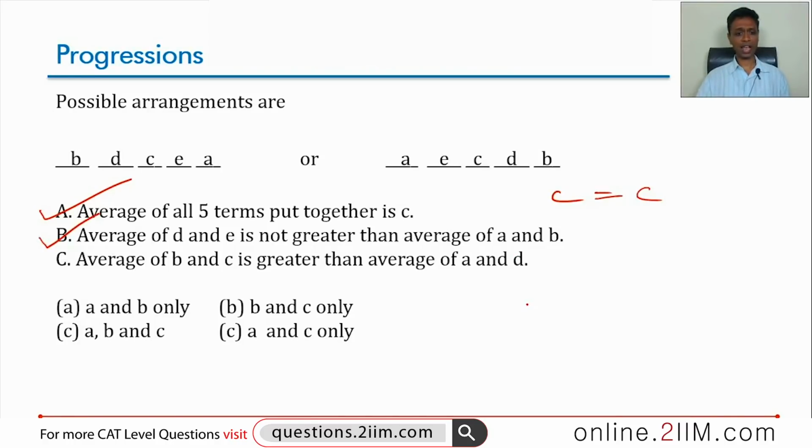Now let's build on this. Average of B and C is D. Is it greater than the average of A and D? D is greater than (A plus D) by 2. Essentially we are saying D is greater than A. That may or may not be true. It could be an AP like this or an AP like this. More importantly, the common difference could be negative. So even if we knew which of the two, we cannot answer the question. So A and B hold true, C does not hold true.